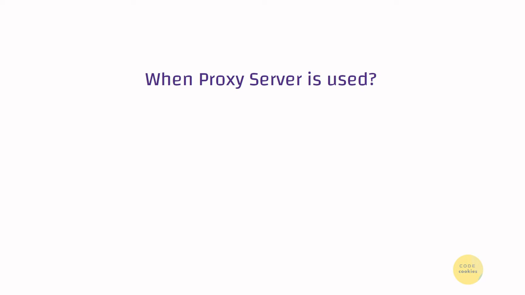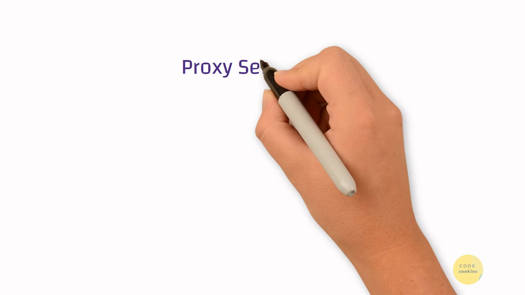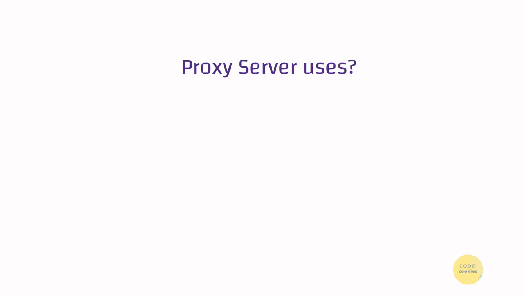There are two different situations where proxy servers are used. As a client, the end user chooses his request to route from proxy server, or client requests are forced to route through the proxy servers by network. We will see when each of them comes into the picture and different uses of them. The client may choose the proxy server when they don't want to reveal their identity to the server for different reasons. Here comes the first use of the proxy server: anonymity.